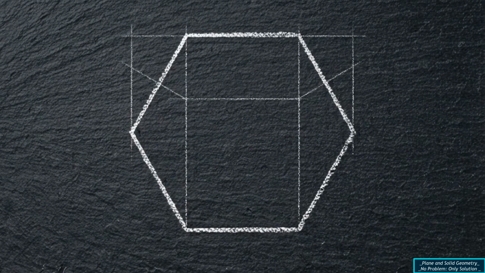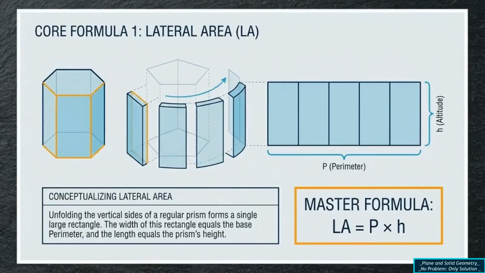Determining the area of this flat base is a mandatory requirement. Without this foundation, calculating the 3D properties of the prism is geometrically impossible. This process shows how we measure the exterior of the solid by conceptually unrolling its vertical sides. When flattened, these faces form one large continuous rectangle.